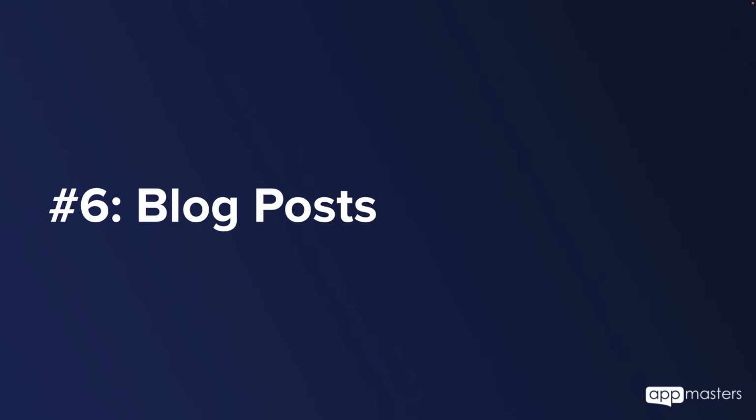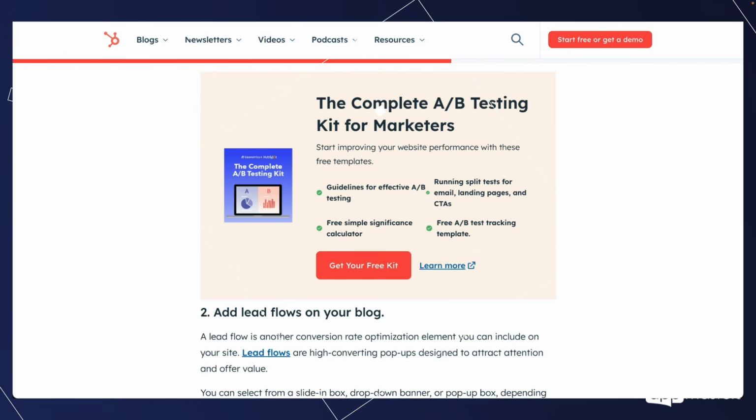The next spot that you can start testing is your blog posts, especially if your blog posts do very well from an SEO perspective. A/B test this. Now you can see on HubSpot, this huge spot in their blog posts all about how they can set up a kit. So, the complete A/B testing kit for marketers.